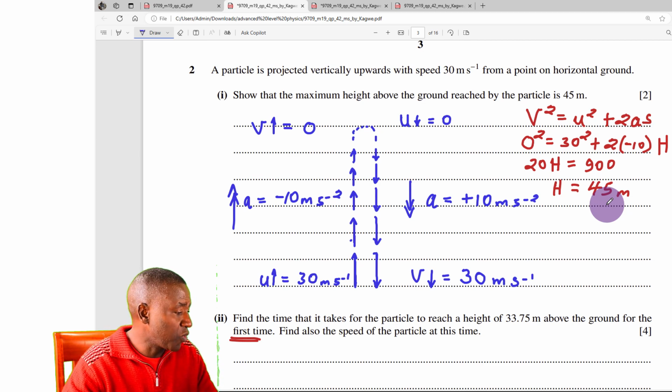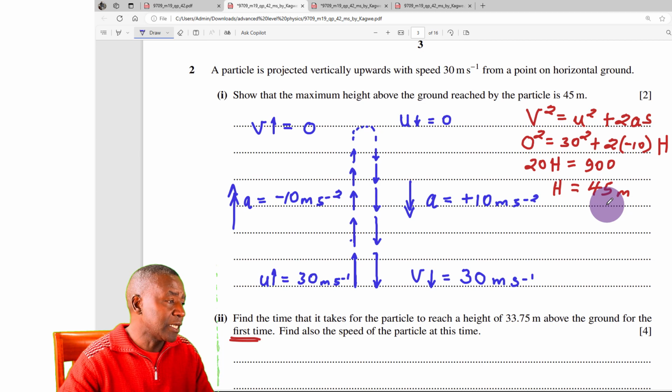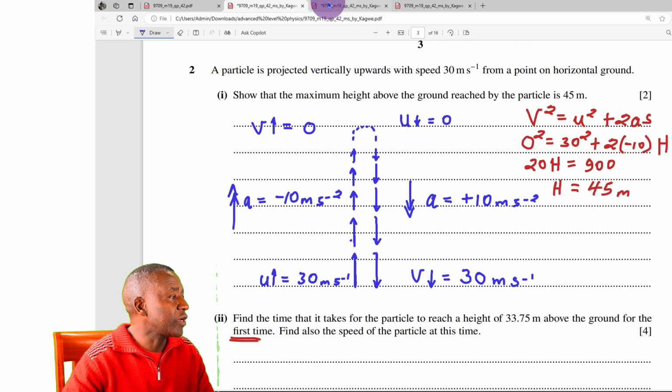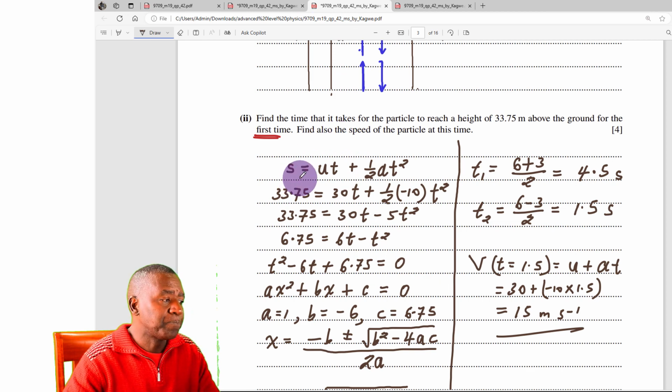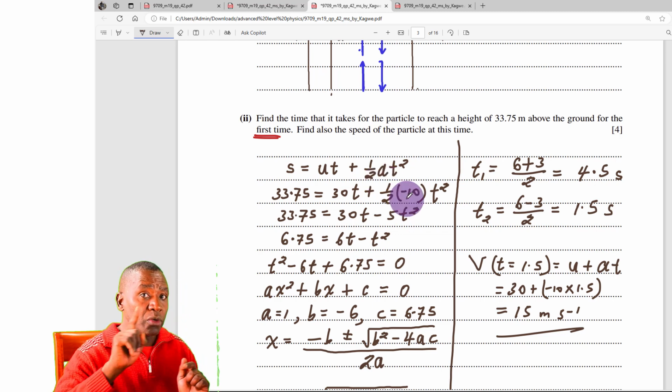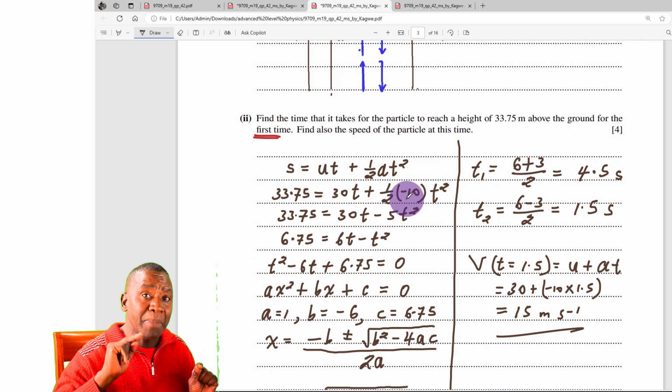So watch out for some of these terms that the examiner keeps on using. And then in the same question, we've been asked to find also the speed of the particle at this time. So I'm going to use an equation that allows us to find this, and I've already worked out this part, so let's have a look at it. So over here, I realize that I've been given the displacement of 33.75. I know the u, which is 30 meters per second. I know a is minus 10. And for the whole motion, the acceleration is minus 10.